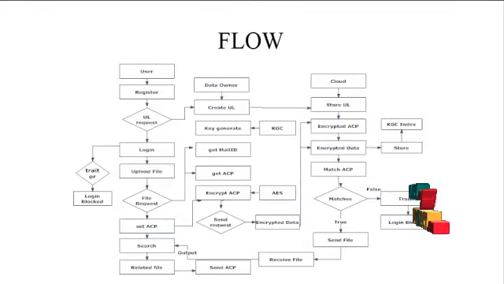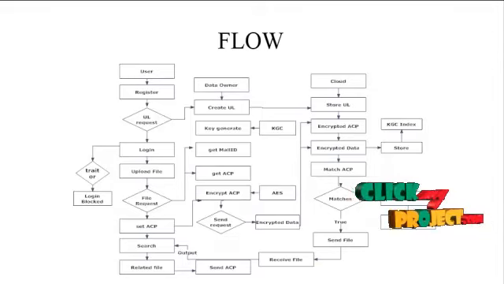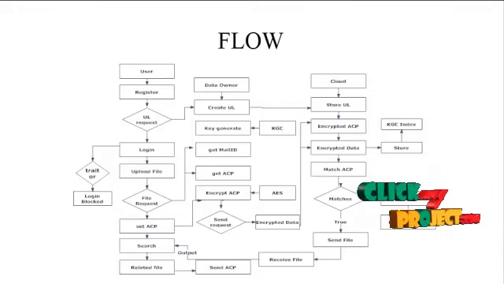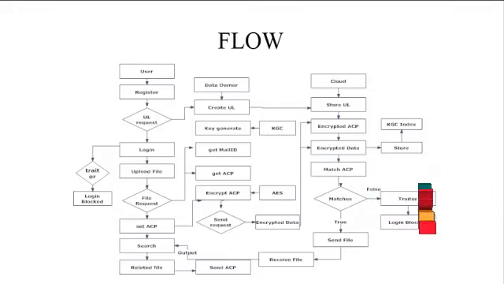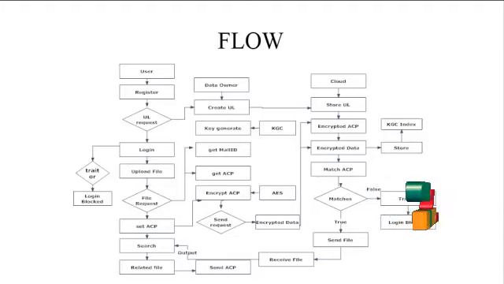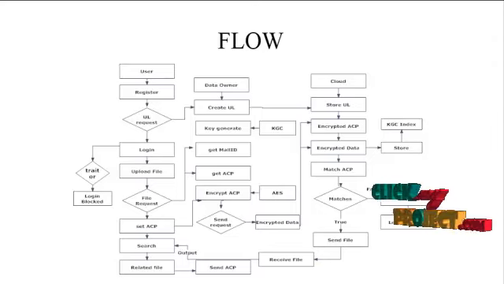Let us see the flow of our project. This is our flow diagram. So our process has three parties: the user, the data owner, and the cloud. The user has the permission to upload and do secure searching. For doing this, we have to register first. The registration user list, that is UL, is requested to the data owner.